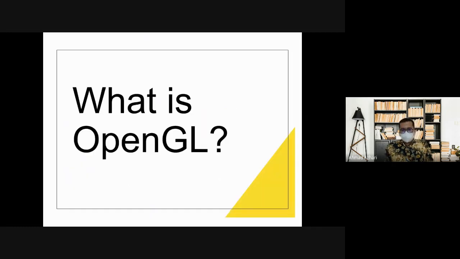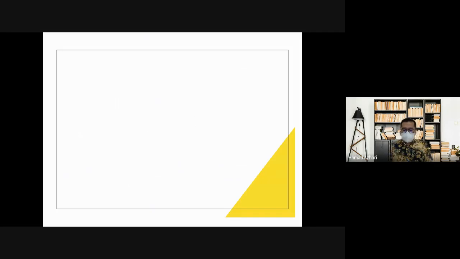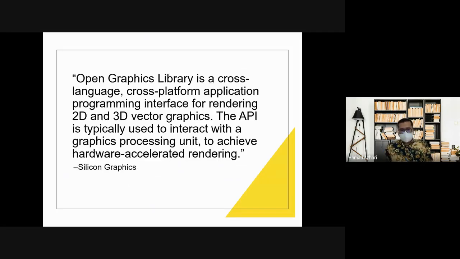So what is OpenGL? As you also know from the practicums, the Open Graphics Library is a cross-language, cross-platform application programming interface for rendering 2D and 3D vector graphics. The API is typically used to interact with a graphics processing unit to achieve hardware-accelerated rendering. So now you already know about the Open Graphics Library. It uses your graphics processing unit to render 2D and 3D vector graphics.